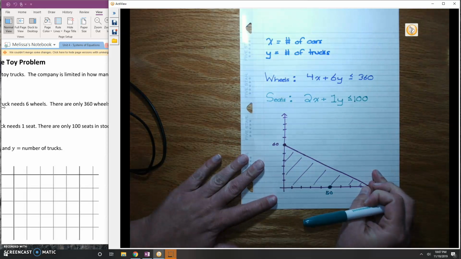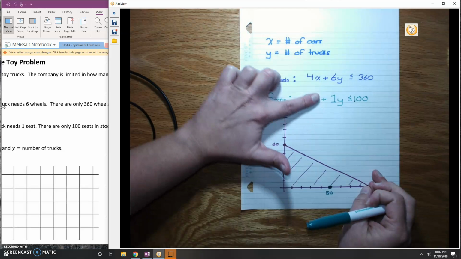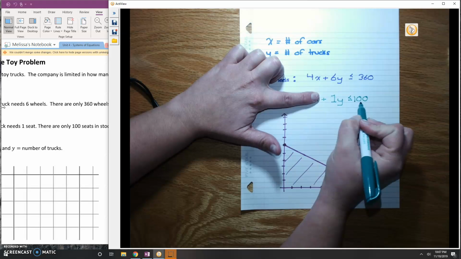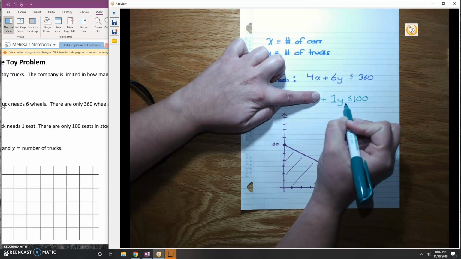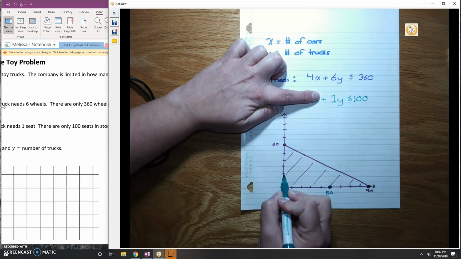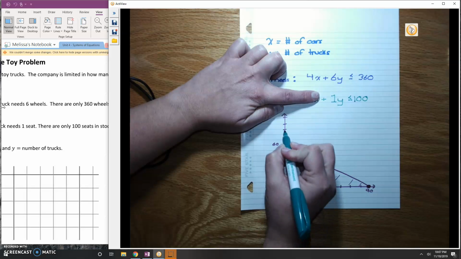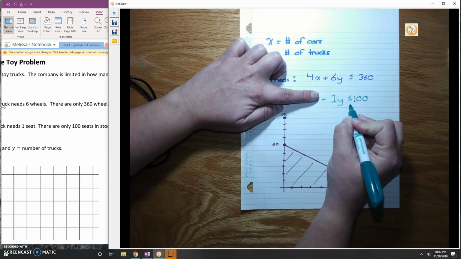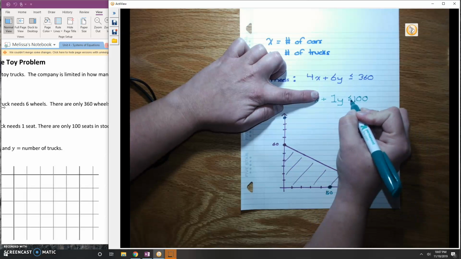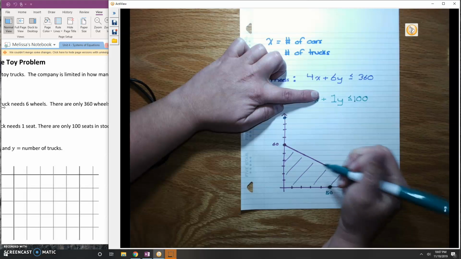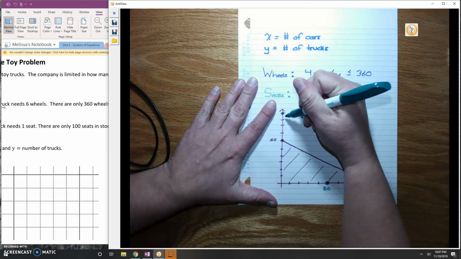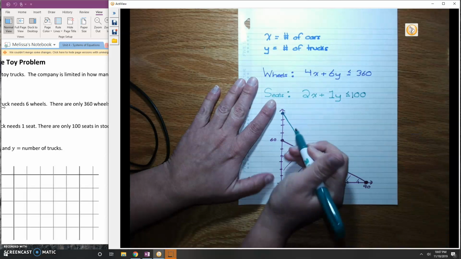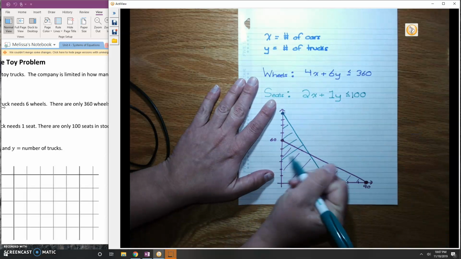All right. Same thing with trucks. Let's say that we're not making any cars. 1y is less than or equal to 100. Well, that would be a y-intercept of 100. 1, 2, 3, 4, 5, 6, 7, 8, 9, 10. There we go. We have an equal sign, so this will be a solid line. And then a less than, which means we could make fewer vehicles than that. So let's see how straight of a line I can do. And we are shaded below.